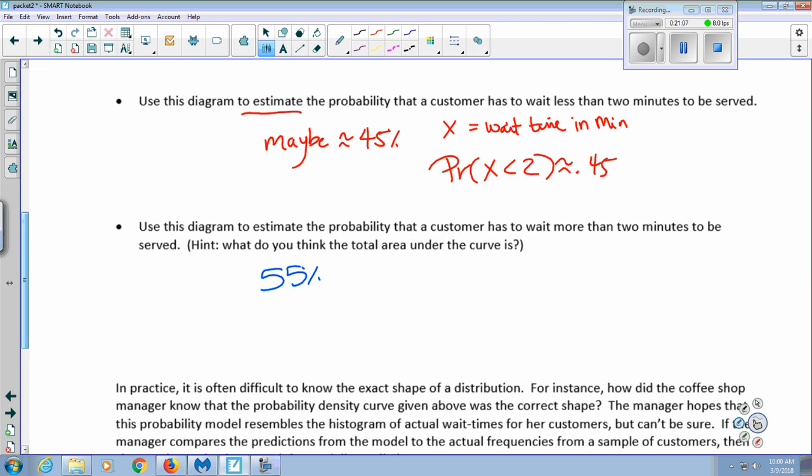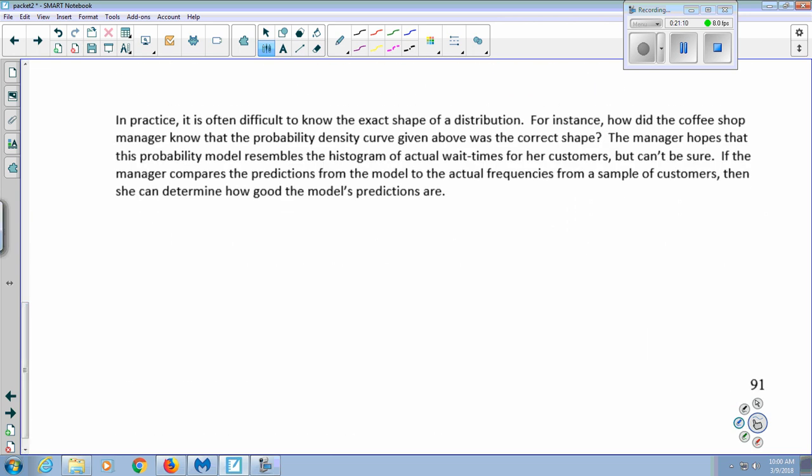So in practice, it is often difficult to know the exact shape of a distribution. For instance, how did the coffee shop manager know that the probability density curve given was the right shape? It's probably based on data. The manager hopes this probability model represents a histogram of wait times, but they can't be completely sure. They could compare predictions from the model to actual frequencies and determine how good the model's predictions are. So that was a pretty fancy shape.